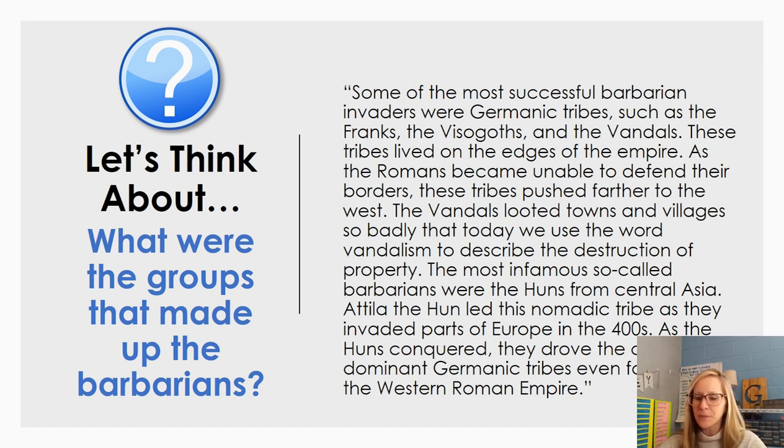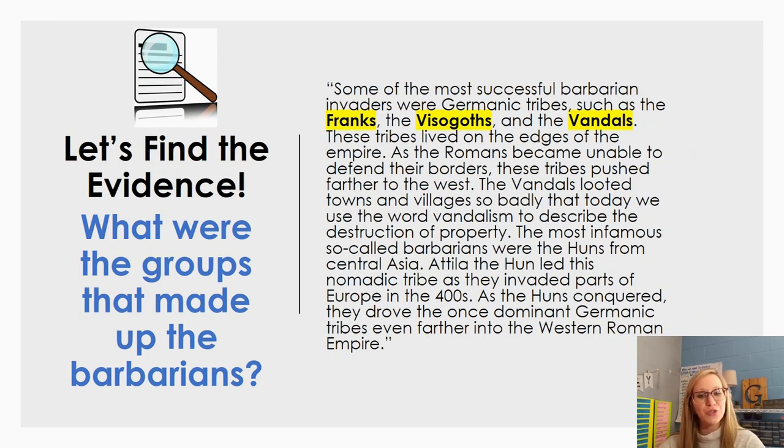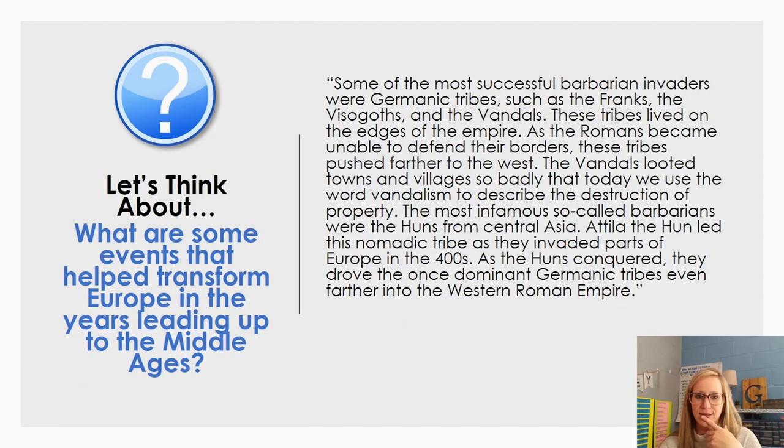There were a lot of groups of people that were mentioned here, but I want you to ask yourself, well, what were the groups that made up the barbarians? And as really strong readers, I want us to think about, can I highlight where in the text it tells me that? Where are those groups of people mentioned? Are you right? Did you think about the Franks, Visigoths, and Vandals? If so, you are correct. Great job, readers. I want you to also be thinking about the next question. What are some events that helped transform Europe in the years leading up to the Middle Ages?